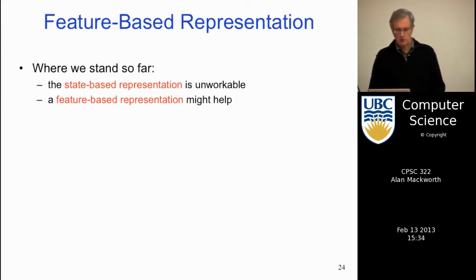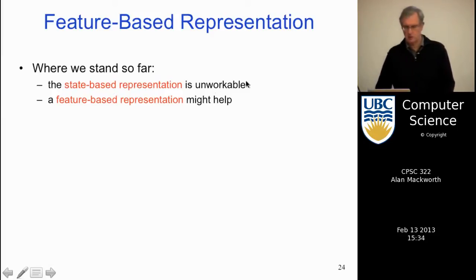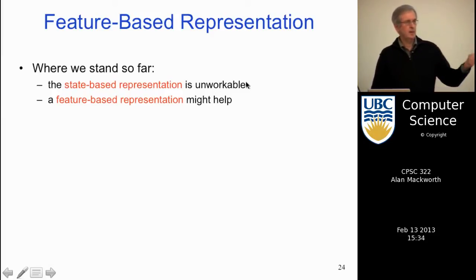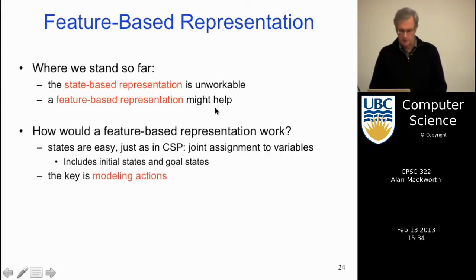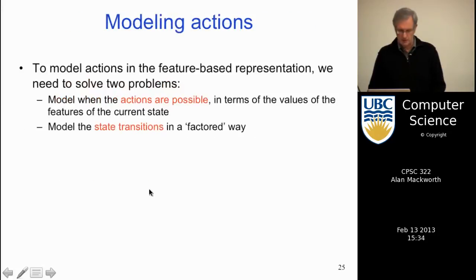Okay, so what we learned so far is that the state representation just doesn't scale. It's A, doesn't scale, and B, isn't robust against changes in the world, changes in the representation, adding features and so on. This might help. We haven't seen how yet. So how would it help? Well, we know how to do states. We've just done them with CSPs, but the key is in modeling actions. How are we going to model actions?